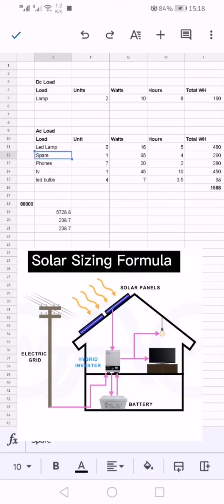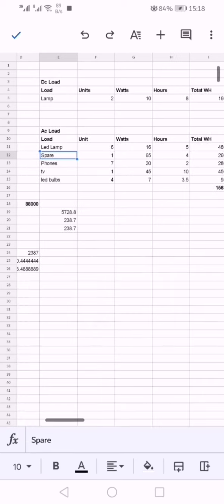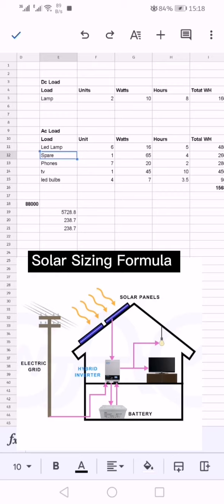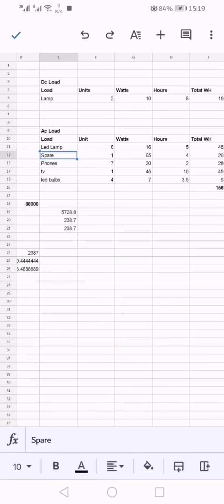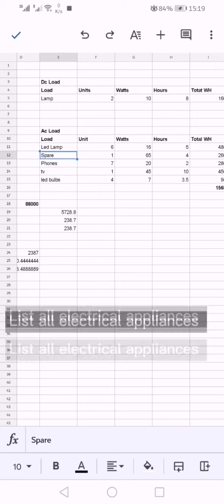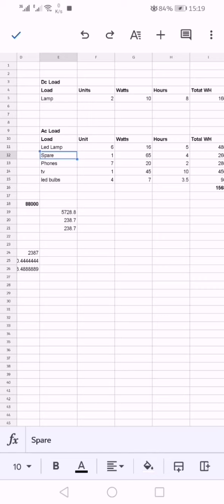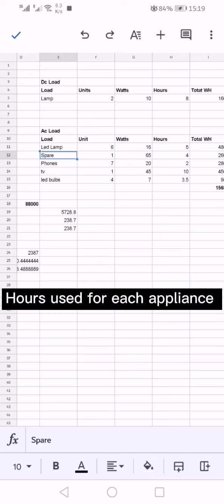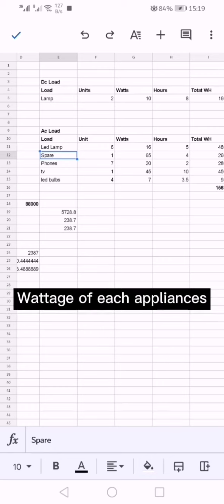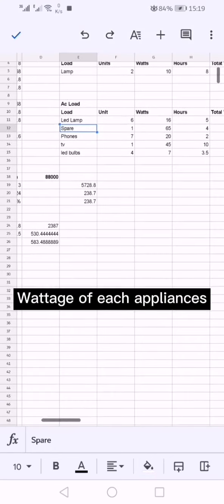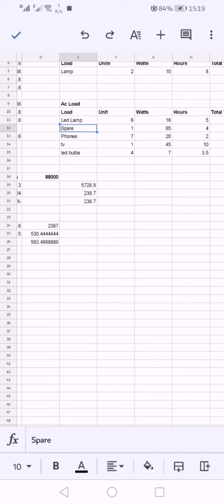Solar. So this is the video about the solar sizing formula. And when you are sizing your solar, the first item that you need to do is to list all the appliances that will be using solar, the hours they will be utilizing the solar power, and the wattage of each appliance.